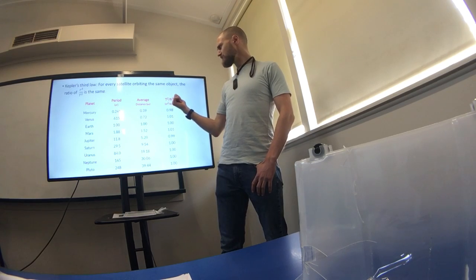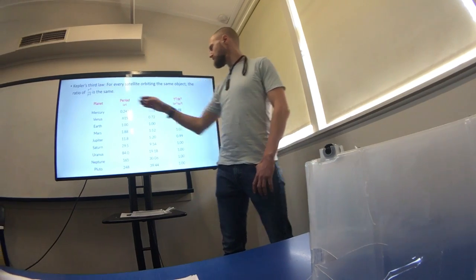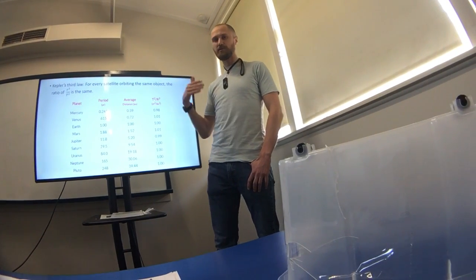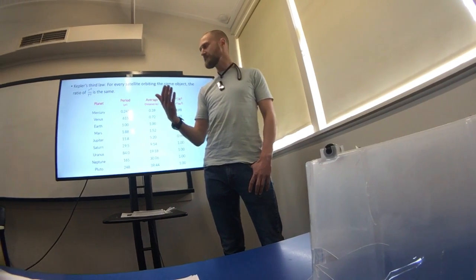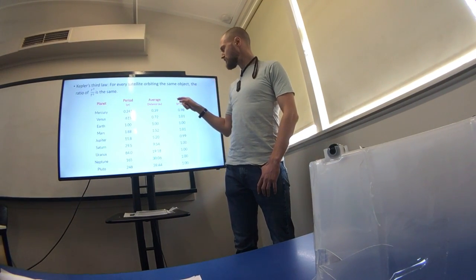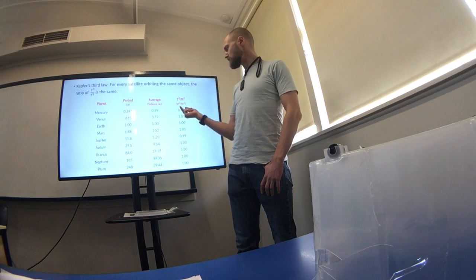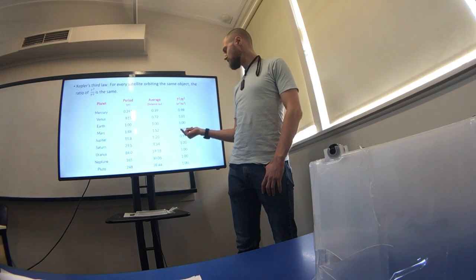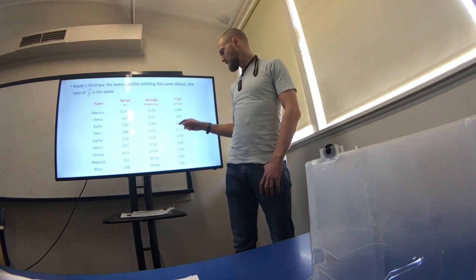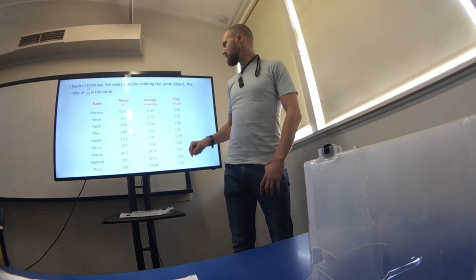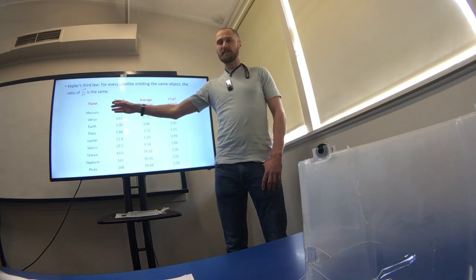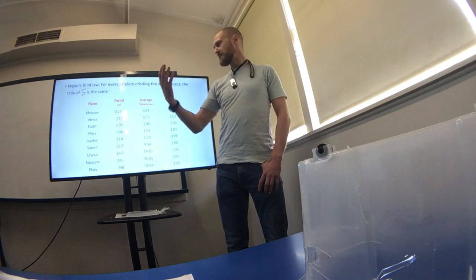So here, rather than having r cubed over t squared, we've got t squared over r cubed. That's not going to make much of a difference for this analysis. You can see that if you do period squared divided by radius cubed, you get 0.98, 1.01, 1, 1.01, 0.99, and then 1s for the rest of it. So these planets are all orbiting the same object. They're all orbiting the Sun.